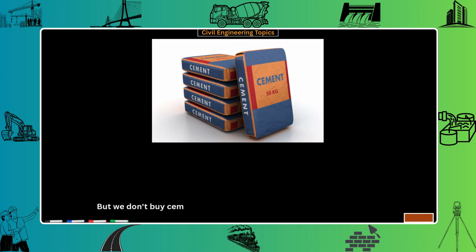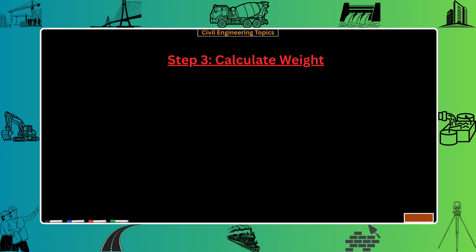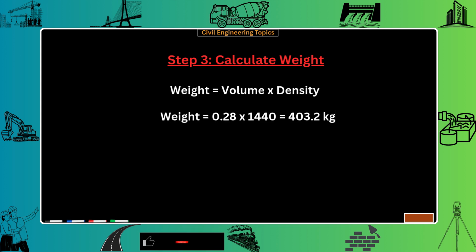But we don't buy cement in cubic meters, we buy it in bags or kilograms. We know the standard density of cement is 1,440 kg per cubic meter. Step 3. Calculate weight. Weight equals volume multiplied by density. Weight equals 0.28 multiplied by 1,440 equals 403.2 kg.